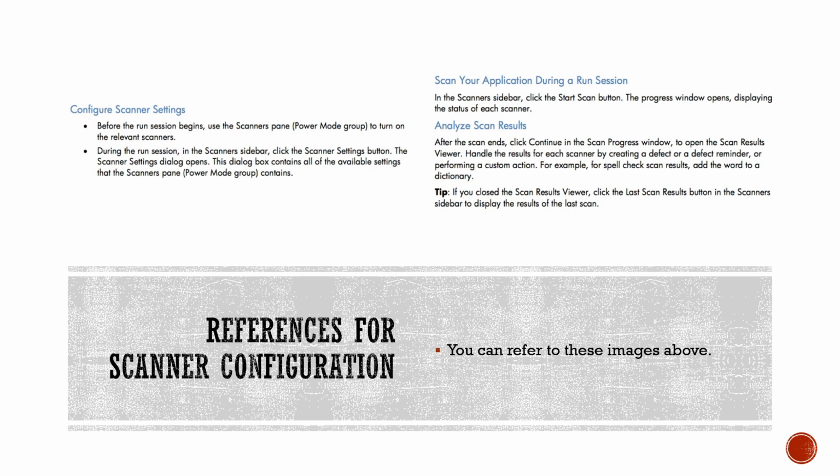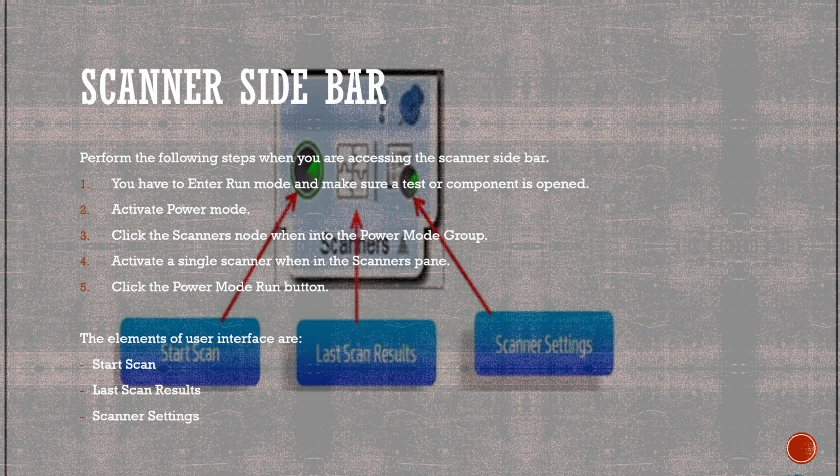References for scanner configuration. You can refer to these images above. The types are configure scanner settings, scan your application during a run session, and analyze scan results. Scanner sidebar. Perform the following steps to access the scanner sidebar. Enter run mode and make sure a test or component is open. Activate power mode. Click the scanners node in the power mode group. Activate a single scanner in the scanners pane. Click the power mode run button.